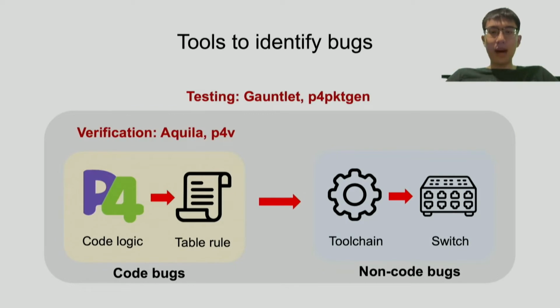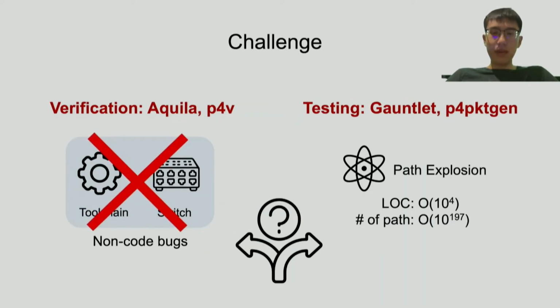To identify these bugs, researchers have proposed many tools based on verification and testing. Verification, such as Aquila and P4V, is able to identify code bugs, but does not check non-code bugs. Testing, such as Gauntlet and P4 packet gen, provides comprehensive bug checking ability, including identifying non-code bugs. However, the number of possible paths grows exponentially with the size of a program, which is widely known as the path explosion problem in the literature of software testing.